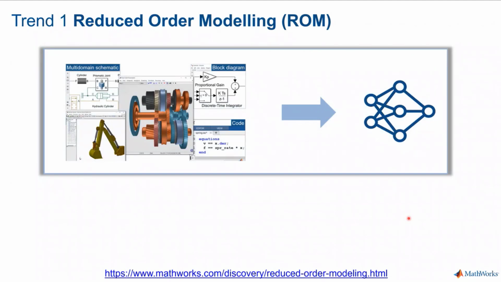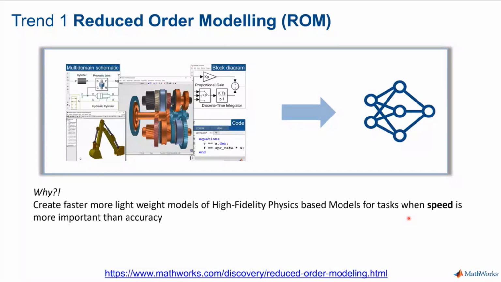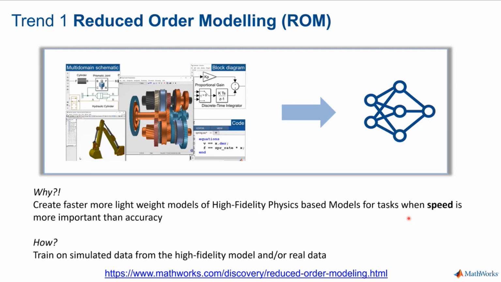First example or trend we're going to look at is reduced order modeling. So why? You want to create a faster and more lightweight model of the high fidelity physics-based models for tasks when speed is more important than accuracy. And how can you do that? It's by training on simulated data from the high fidelity model or real data. So you could combine also real data and simulated data and train your AI model on that in order to generate a reduced order model.